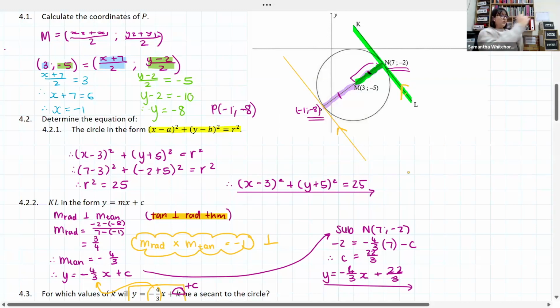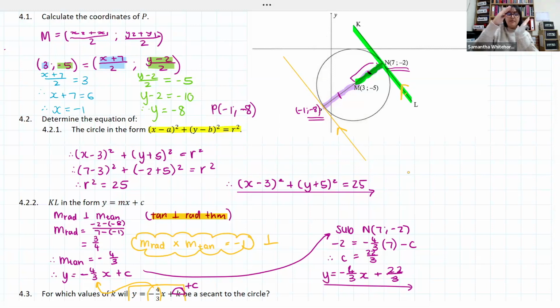And so essentially what that's telling me, I don't know why I'm trying to turn my chair, what that's telling me is that as long as my k value falls somewhere between those two tangents, my line, no matter where it is, is going to cut my circle twice. Those two tangents are the boundaries, the outer limits of where my line can exist.